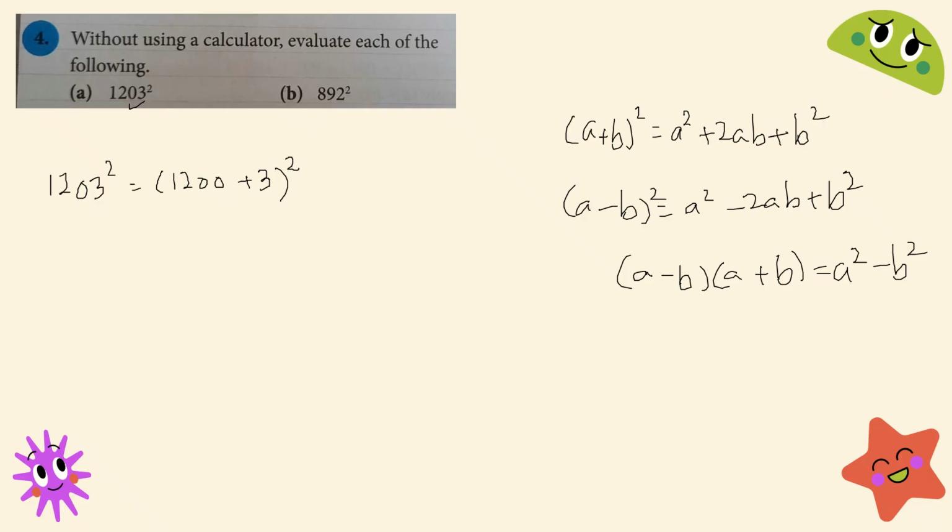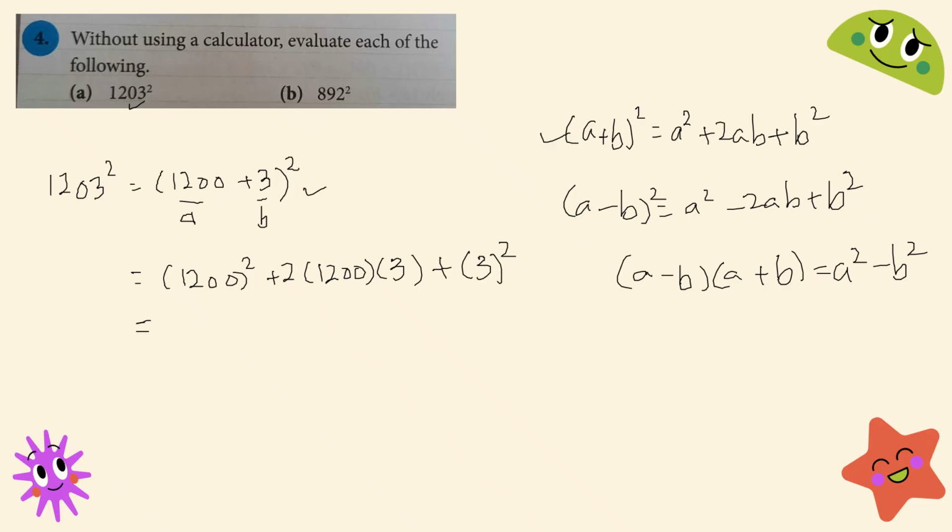Now see, which form is this? This is the identity number 1, (a + b) whole square form. That means this is my a and this is my b, right? So I can simply use the identity to solve this question. That is, I can say a square is 1200 square, 2ab is 2 times 1200 times 3, and then b is 3 and its square.